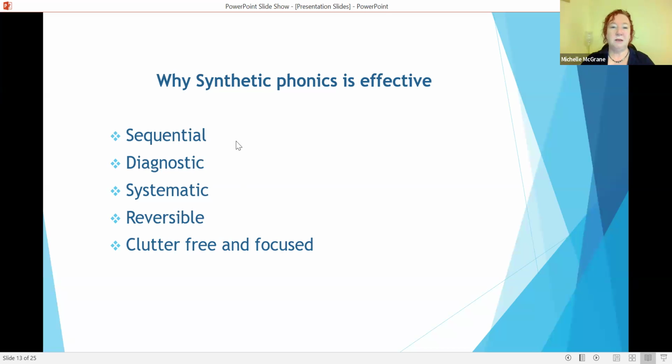It's reversible. What I mean by reversible is quite simply that, sorry, I'm just putting in, yes, you will be getting the slides at the end. Okay.